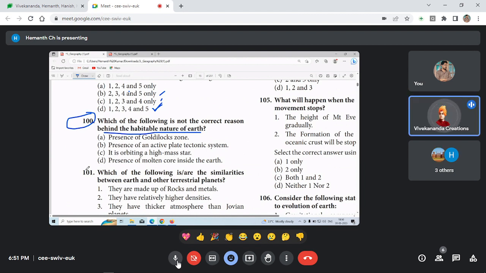Presence of Goldilocks zone. Not the correct reason behind the habitable nature of Earth.